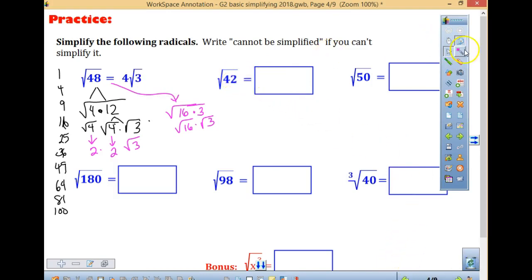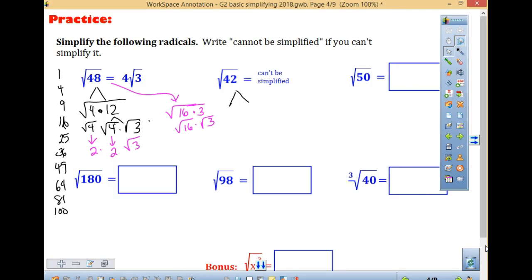If I'm looking at the square root of 42, let's do that one together and then I'm going to let you try some of them on your own. Is there a perfect square that goes into 42? 1, 4, 9, 16. Do we have one? What gives us 42? 6 and 7. 6 and 7 aren't in my list, are they? So if we are looking at this, we are going to say it cannot be simplified.